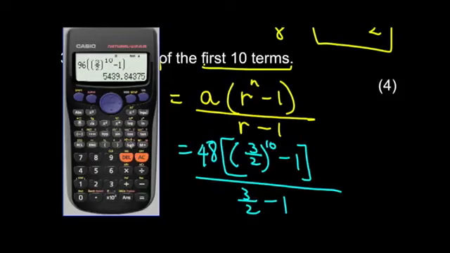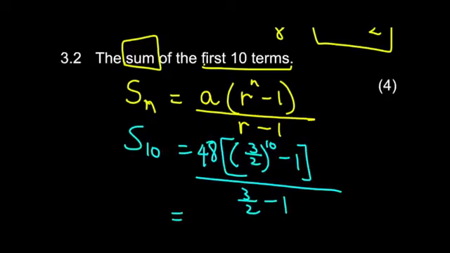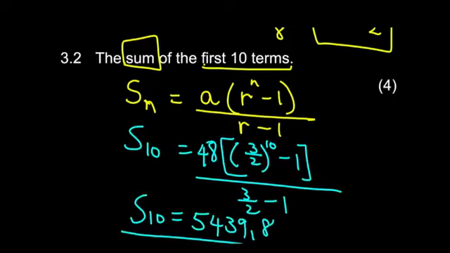Let's just get a decimal for it. 5439.8. Okay, so 5,439 is the sum of those first 10 terms in the geometric sequence.